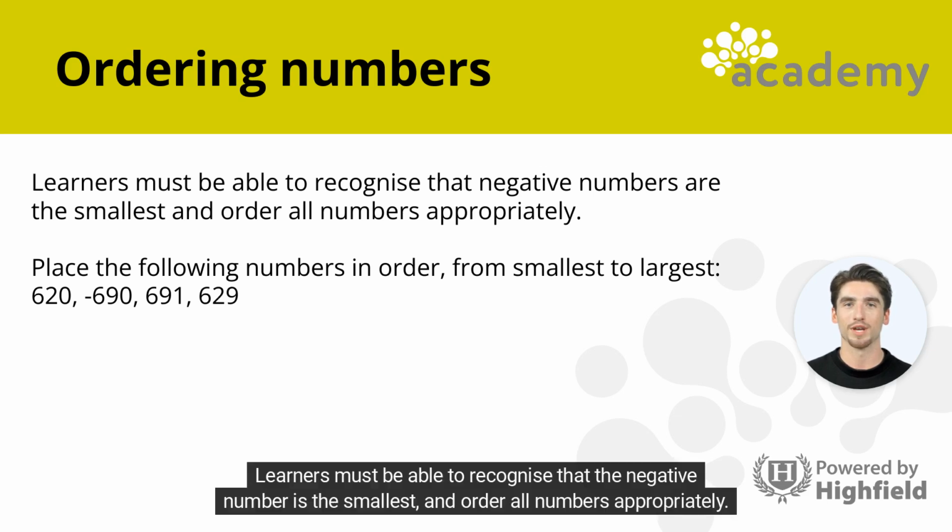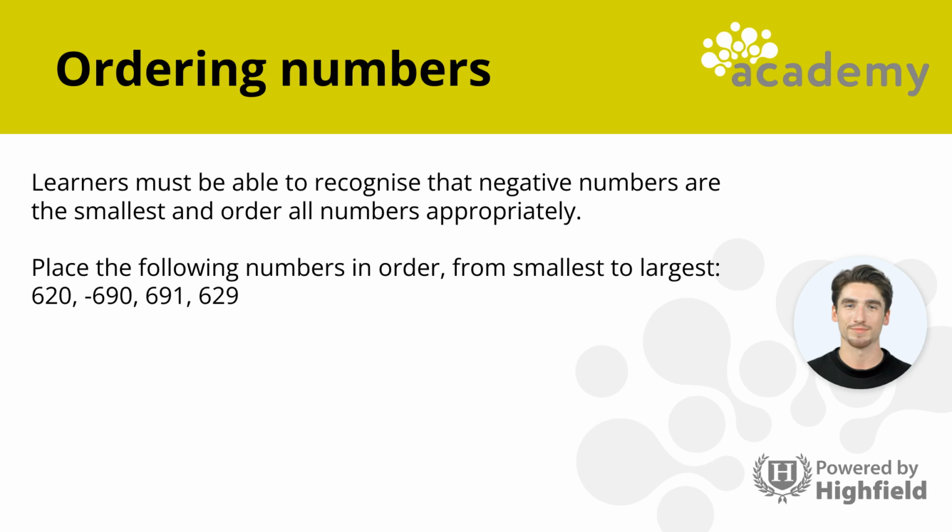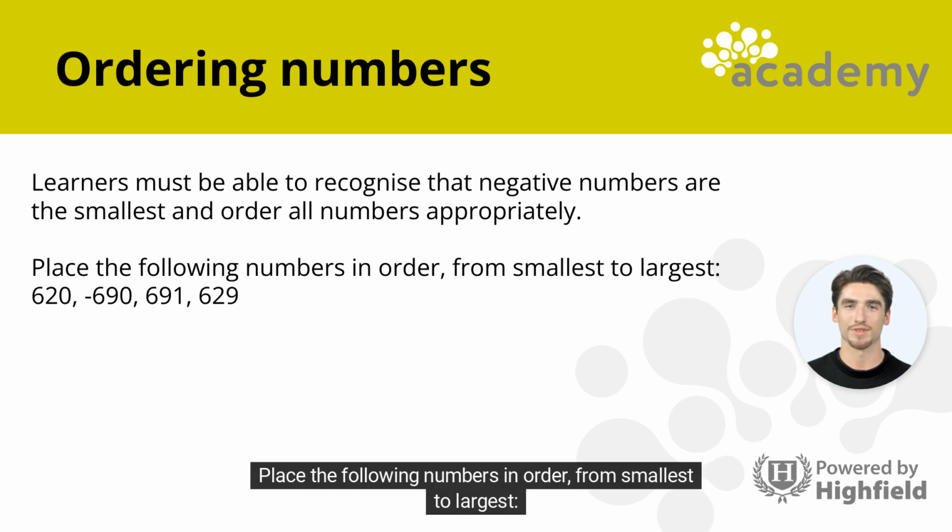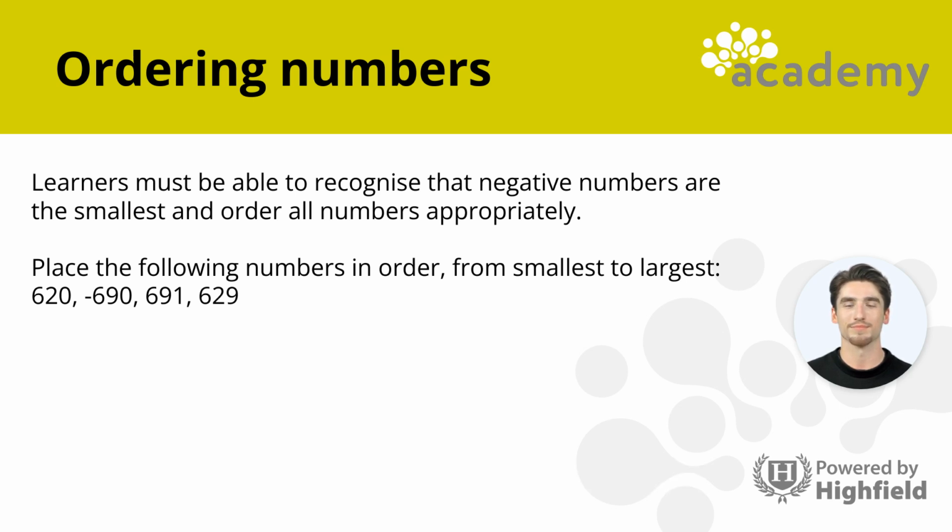Learners must be able to recognize that the negative number is the smallest and order all numbers appropriately. For example, place the following numbers in order from smallest to largest. 620, minus 690, 691, and 629.